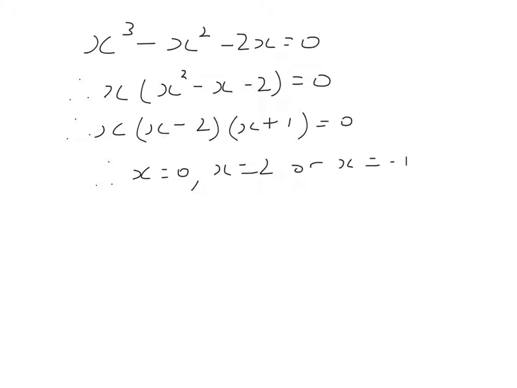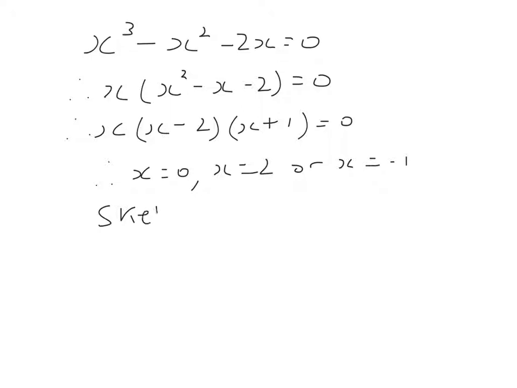And then you can substitute the values back into the original equation. You can put 2 into here, 8 minus 4 minus 4, that's 0. Try minus 1 in there, minus 1 minus 1 plus 2, that's 0, and then clearly 0 works as well. We can use that information to sketch the graph.